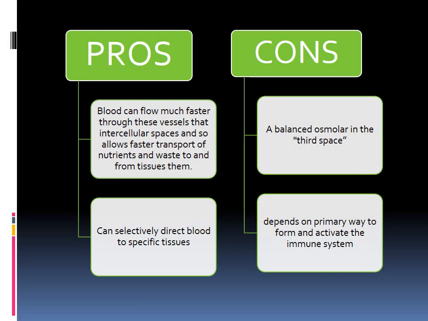Pros and cons. Pros: blood can flow much faster through these vessels than through intercellular space, and so allows faster transport of nutrients and waste to and from tissues, and can selectively direct blood to specific tissues. Cons: a balanced osmolarity in the third space depends on a primary way to form the system.